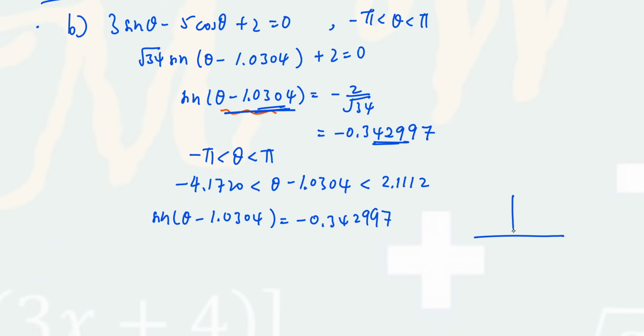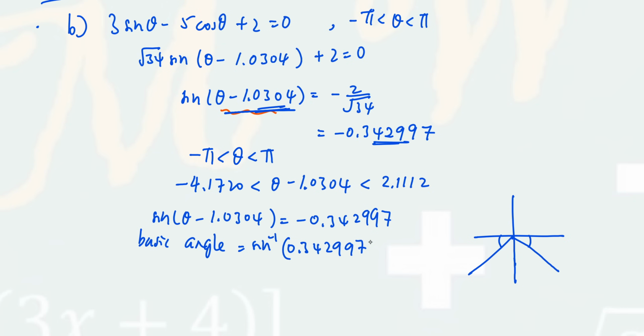So I'll draw the quadrant. Sine negative means it is in the third and fourth quadrant. Alright, and now I need to find out the basic angle. So the basic angle will be these two angles. It is at sine inverse of 0.342997, and this is in radians mode, so I will get 0.3501. So now I label both angles.